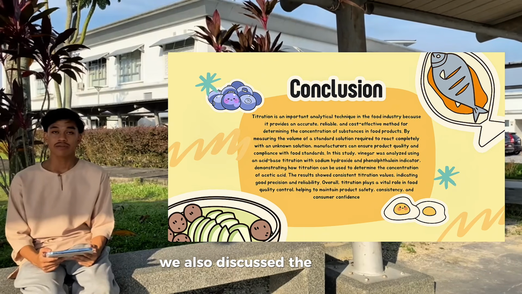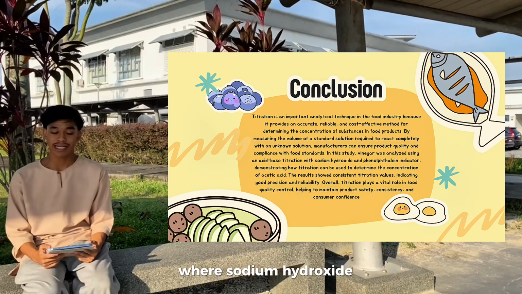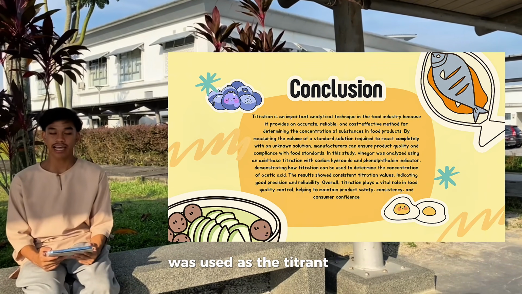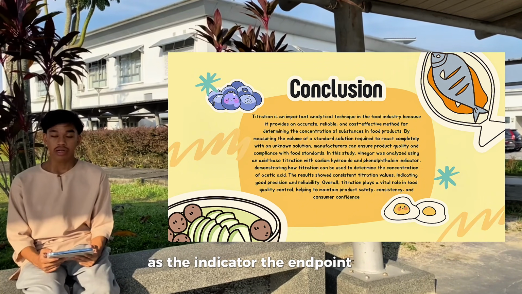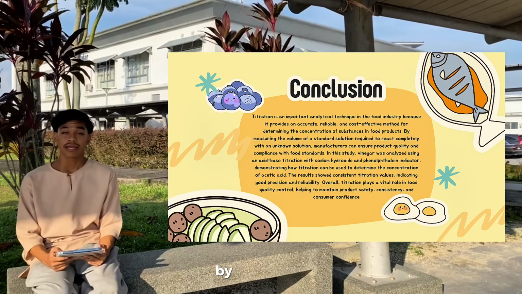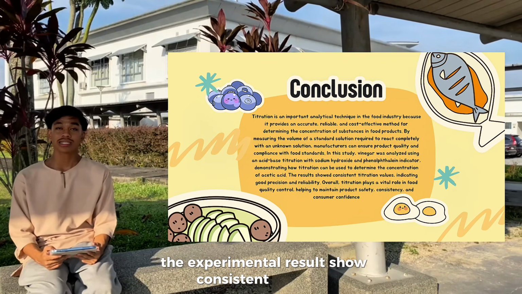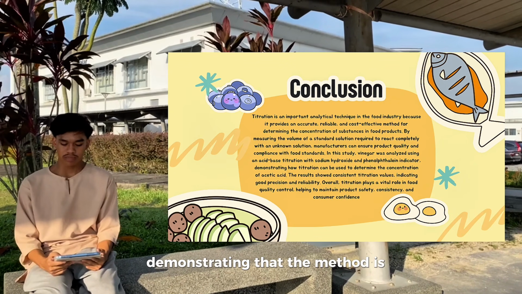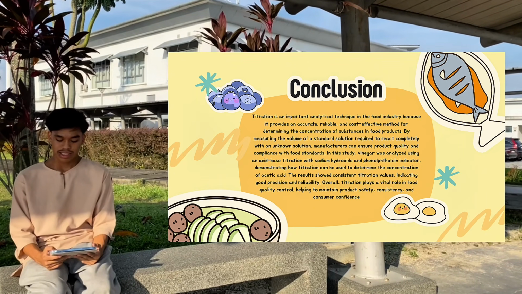We also discussed the vinegar titration experiment where sodium hydroxide was used as the titrant and phenolphthalein as the indicator. The endpoint was identified by a color change from colorless to light pink solution. The experimental results show consistent titration results, demonstrating that the method is both precise and dependable for food analysis.